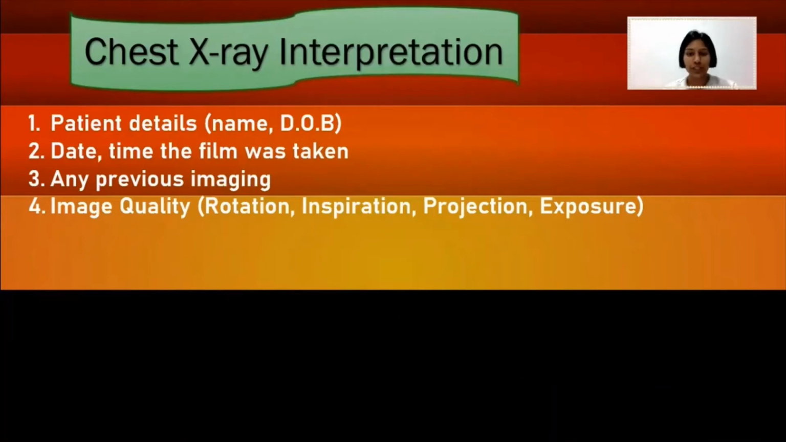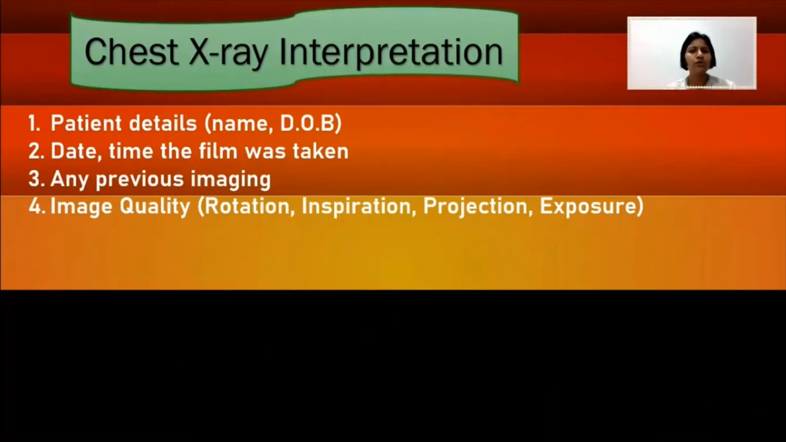Then for your projection, you want to know whether this is an AP view or a PA view. Remember that the gold standard to view a chest X-ray is normally the PA view, because that's how you can identify the heart size correctly. Next, you have the exposure or penetration. If you can see the left hemidiaphragm down to the spine and the vertebrae are visible behind the heart as well, that's a pretty adequate exposure of the X-ray film right there.